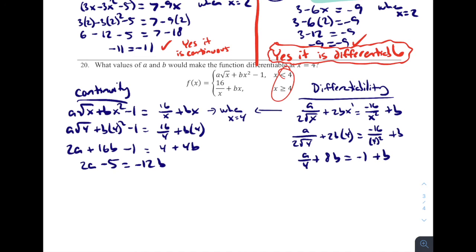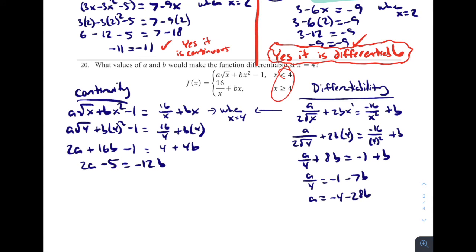If I combine my like terms here, I'm going to multiply everything by 4, actually I'll subtract the 8b to the other side first. So a over 4 is equal to negative 1 minus 7b. And then I'm going to multiply the whole equation on both sides by 4. So a is equal to negative 4 minus 28b.